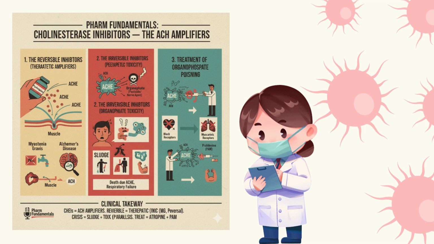So, to conclude, cholinesterase inhibitors therefore serve two functions: as carefully calibrated therapeutic tools like pyridostigmine for MG, and as terrifying environmental toxins like organophosphates that overload the body's entire involuntary control system.